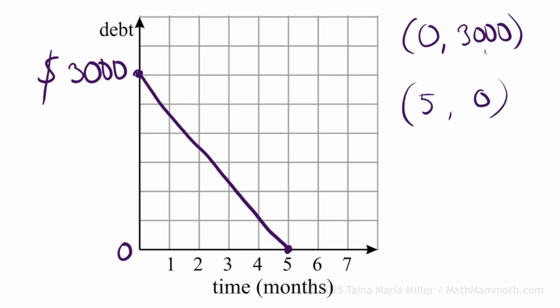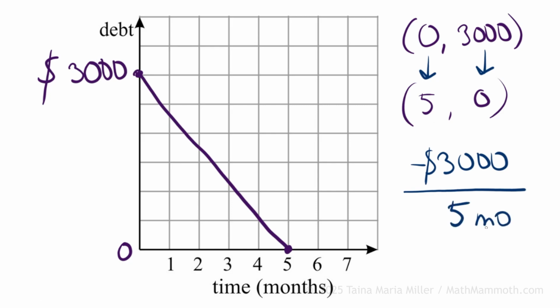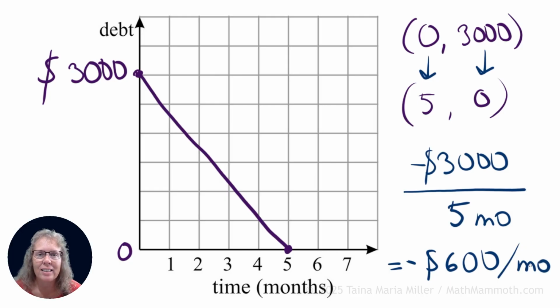All right, so we look at how the outputs change and how the inputs change. The outputs go down to 0. So that's a negative change, right? This is a unit, so I'm going to add it here, dollars. And the ratio to how the inputs change, well, they go from 0 to 5, and that is months. This one now simplifies to, okay, 3,000 over 5 is 600, but it's negative and it's dollars, negative $600 per month. So my debt is decreasing at $600 each month. That is the rate of change.